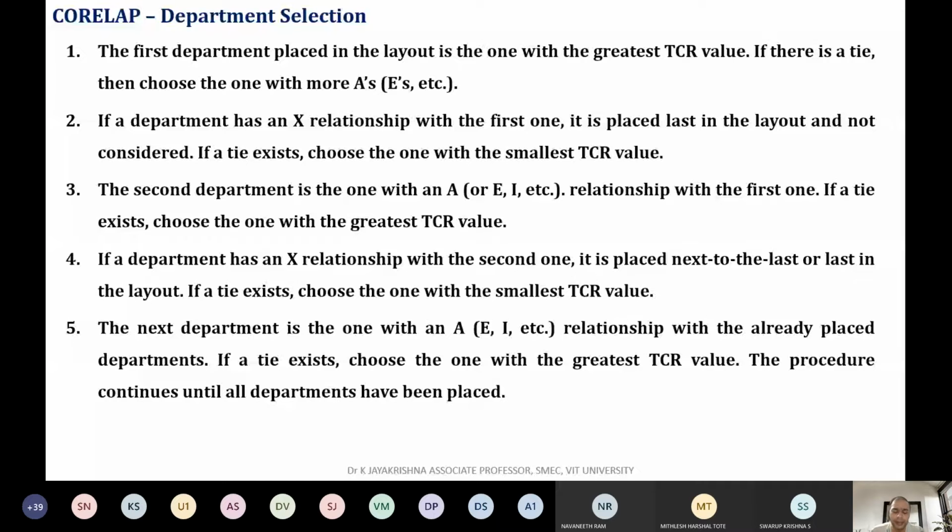So what you're going to do in this case: for example, the mechanical department and the civil department are both sharing an A relationship, a very strong relationship, with the main building. Now we don't know which department to place next. There's a confusion. So in this confusion, you are going to select the next department based on the TCR value, that is, total closeness rating.